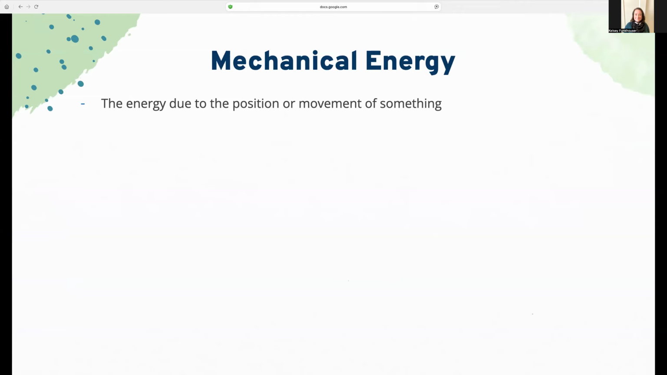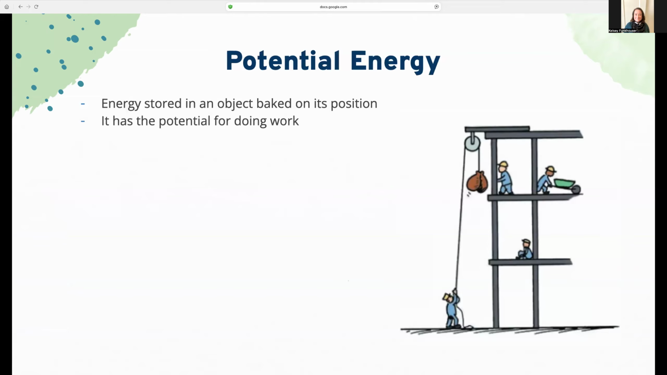We have another concept, mechanical energy, which is the energy due to the position or movement of something. So let's look at one example of mechanical energy. Potential energy. So, energy, so potential energy is the energy stored in an object, based, not baked, on its position. And how that works is that it has the potential for doing work.